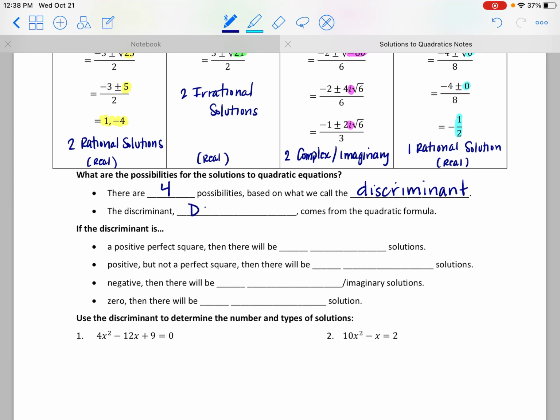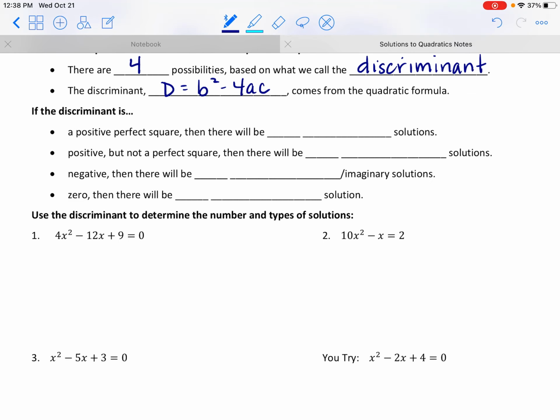So the discriminant has, we can call it, a separate formula. We can say our discriminant D is just b squared minus 4ac. It's just that part underneath the radical. So what you might be asked to do is use the discriminant to determine the number of solutions you're going to have. Are you going to have one or two? And what kinds of solutions are you going to have? Are they going to be rational, irrational? Are they going to be complex, imaginary?